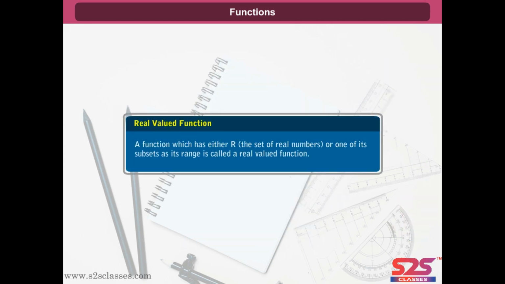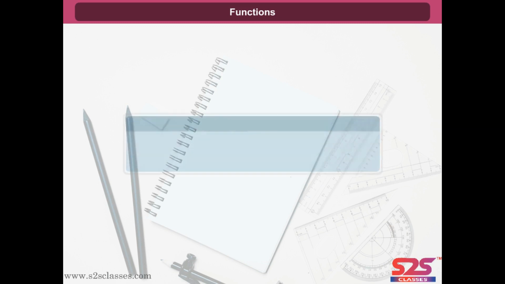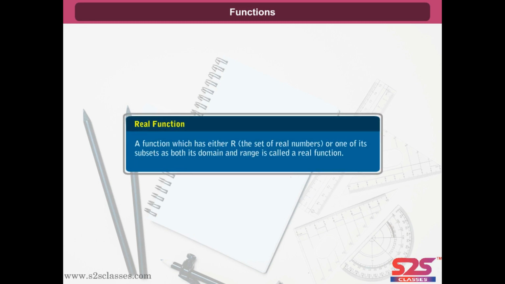Real valued function. A function which has either R, the set of real numbers, or one of its subsets as its range is called a real valued function. Real function. A function which has either R, the set of real numbers, or one of its subsets as both its domain and range is called a real function.